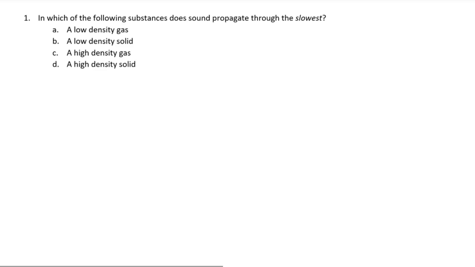I also stated that the bulk modulus is greatest for a solid and smallest for a gas. Therefore, since speed is directly proportional to the square root of bulk modulus, the speed will be lowest for a gas. Therefore, overall, the speed is going to be smallest for a high density gas. Therefore, the correct answer is option C.